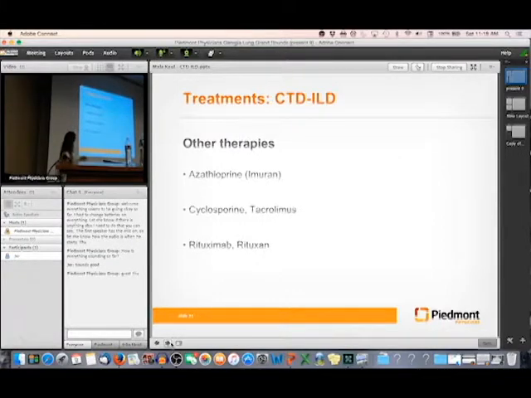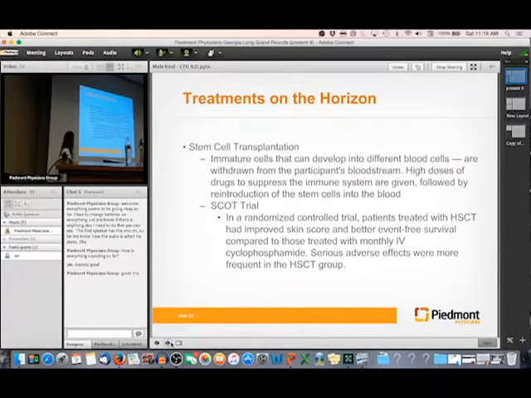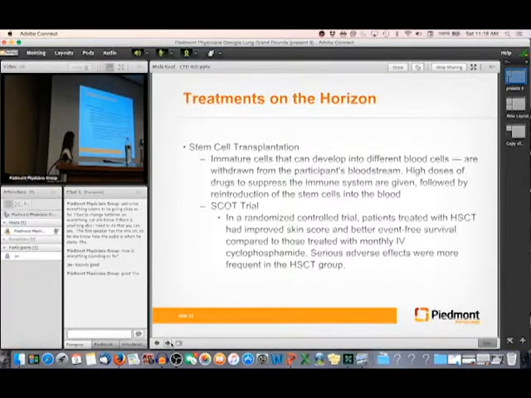All right. So stuff on the horizon. What are some other possibilities of ways of treating patients with connective tissue disease associated ILD? So stem cell transplantation is a treatment that is now being studied. And before I was at Piedmont, I was at Duke, and Duke was one of the centers for the SCOT trial, which was a randomized clinical trial where patients with scleroderma were given stem cell transplants. So stem cells, as you guys may or may not know, are cells that are taken out of the body, and they're pluripotent. They can change and become different things.